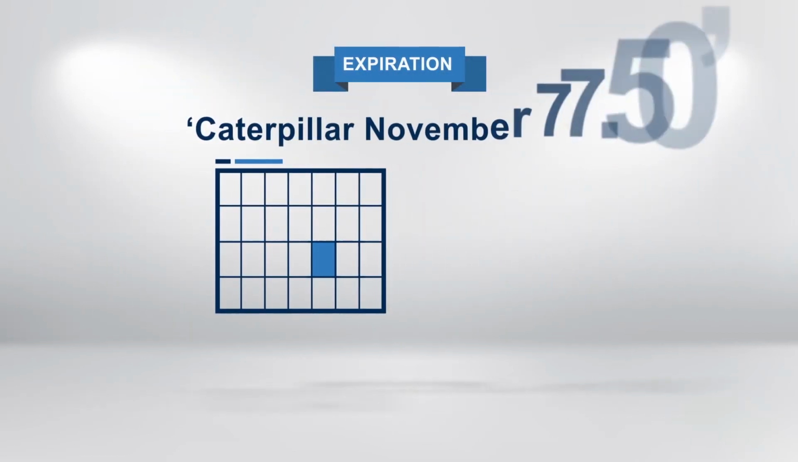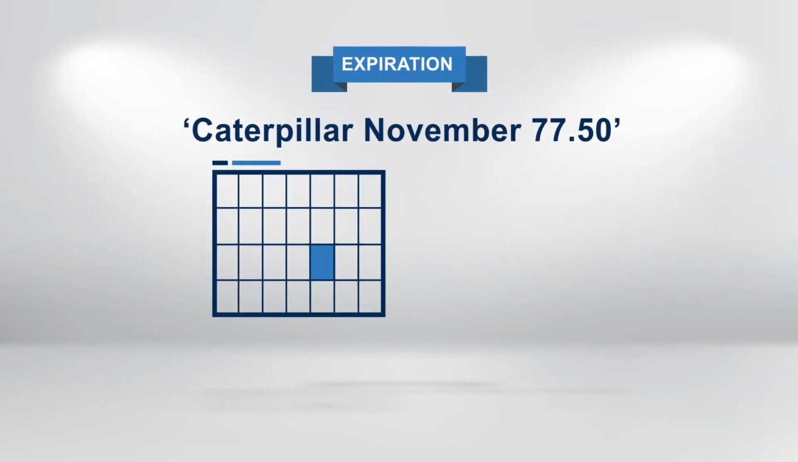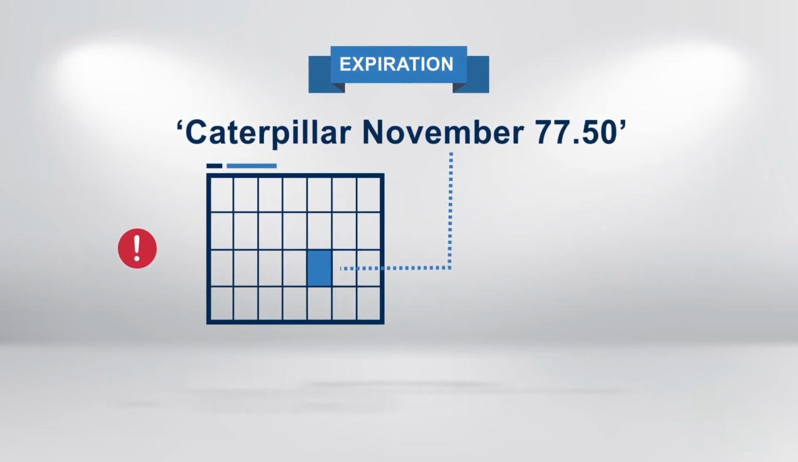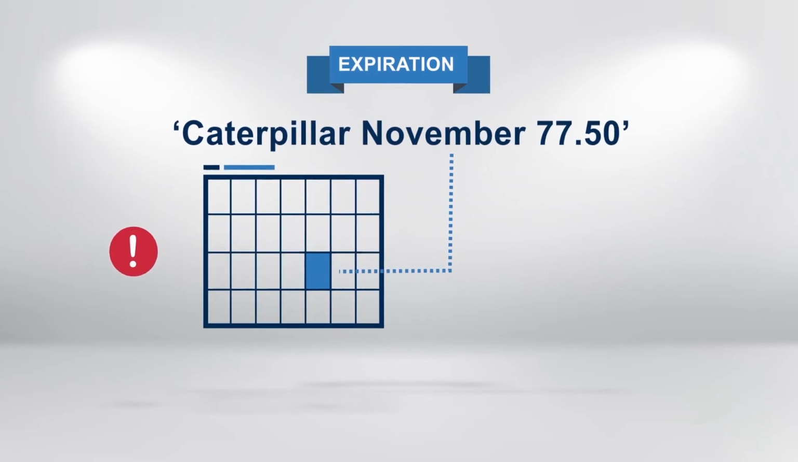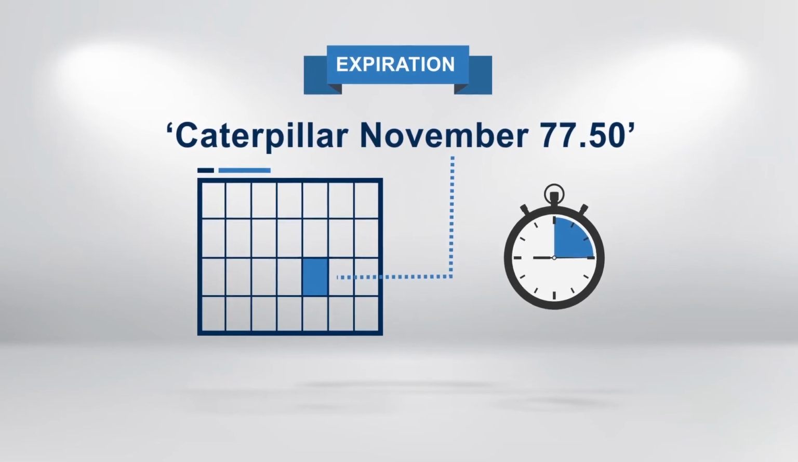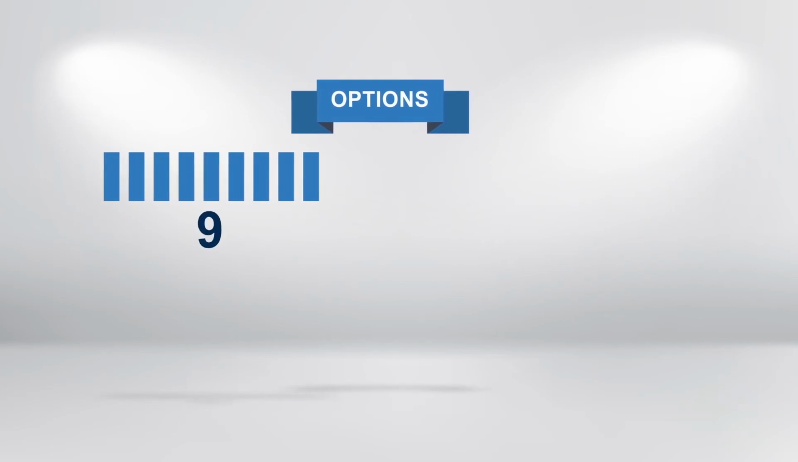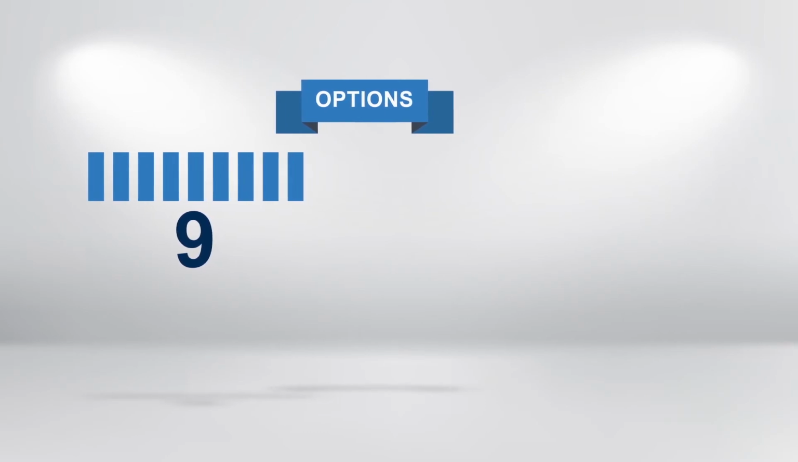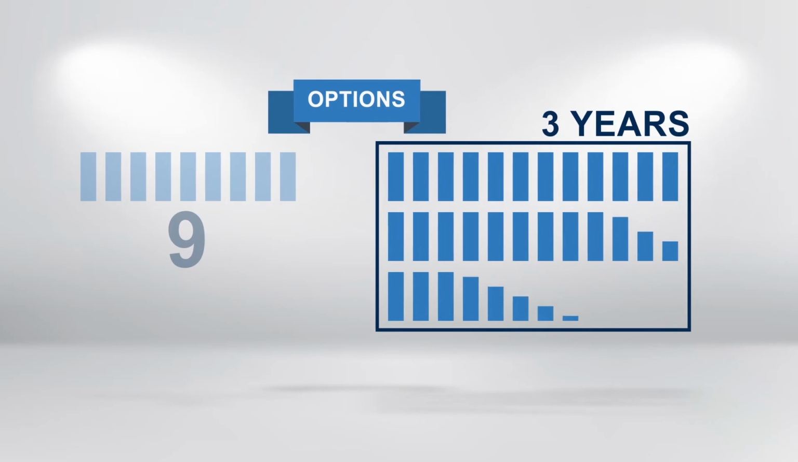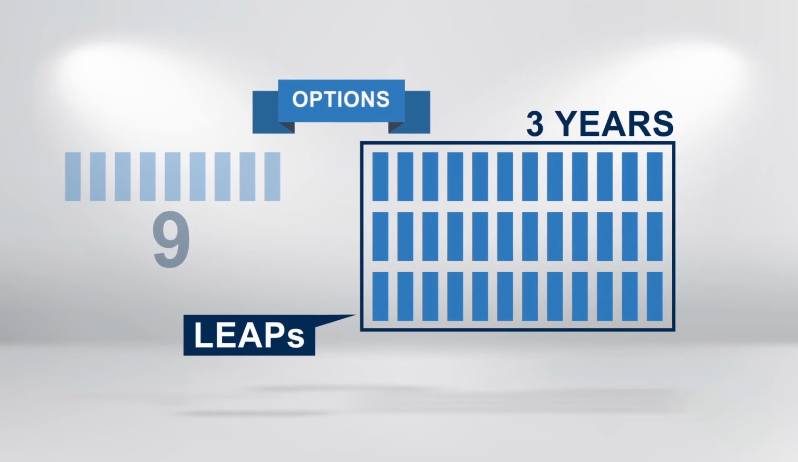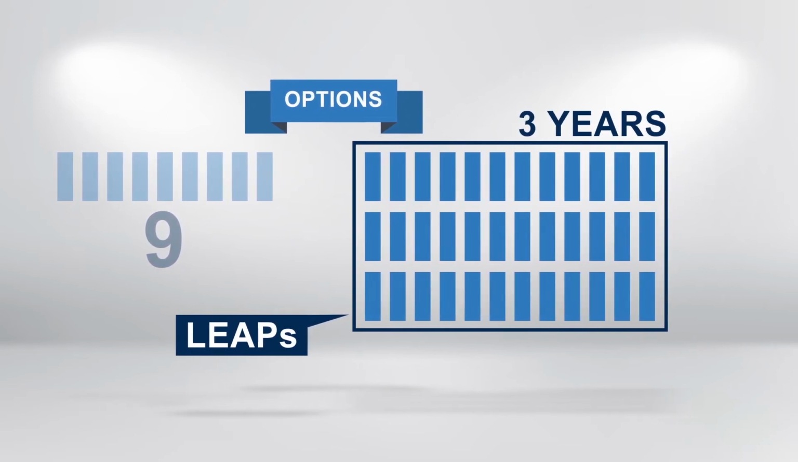For instance, Caterpillar November 77.50 put will expire on the third Friday of November. Therefore, investors who wish to exercise their options must do so by the close of market on the third Friday of the expiration month. Now, please note most options have expiration of up to 9 months from the date they're issued. But there are longer term options that can have an expiration of up to 3 years. These options are called LEAPs, or long-term equity anticipation securities.